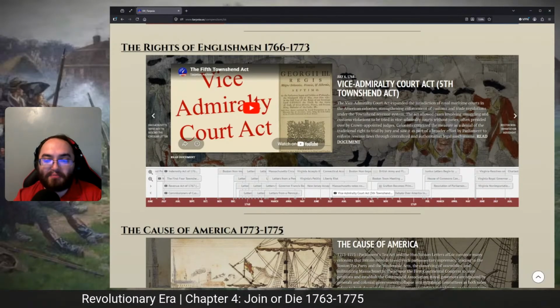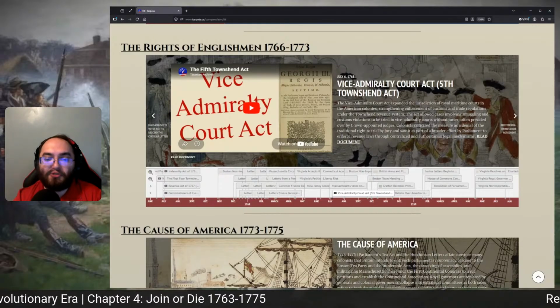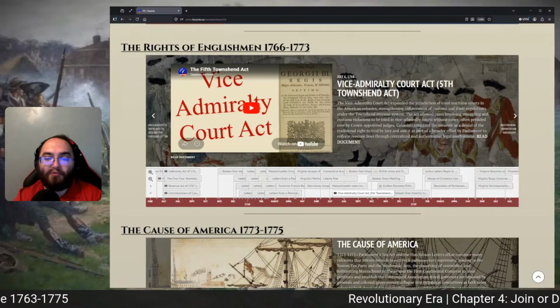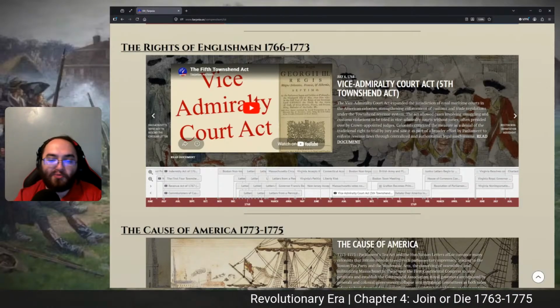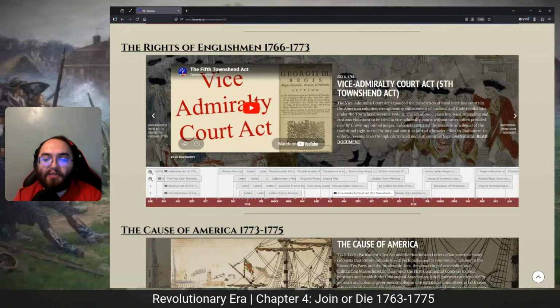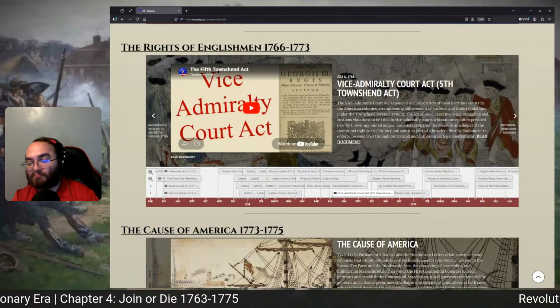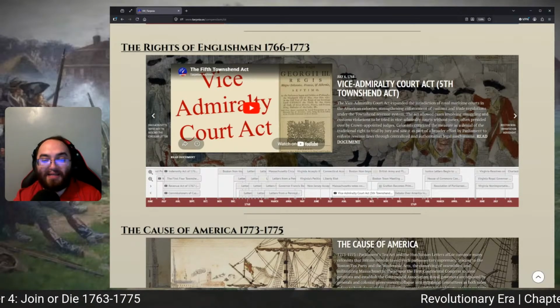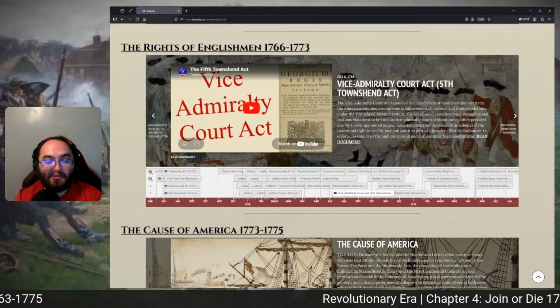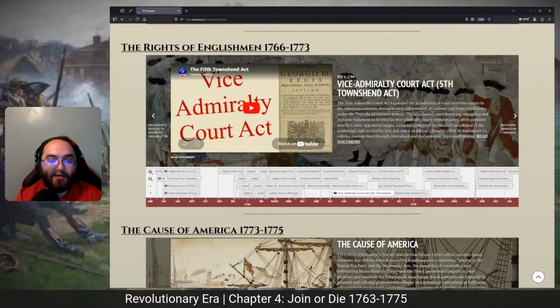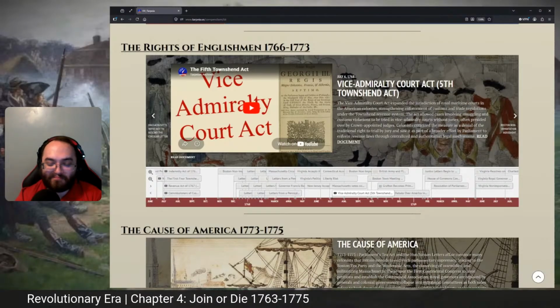Colonists criticized the measure as a denial of the traditional right to trial by jury and saw it as part of a broader effort by Parliament to enforce revenue laws through centralized and authoritarian legal mechanisms. So, Parliament is becoming a little too aggressive, and now they're violating even more rights of Englishmen.